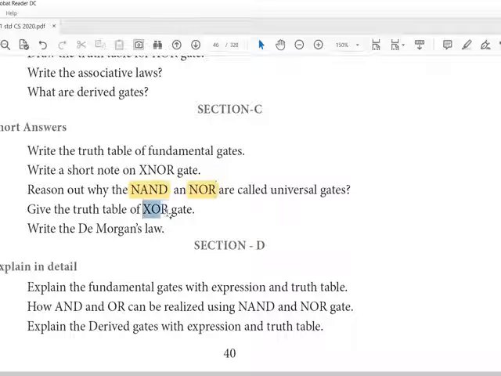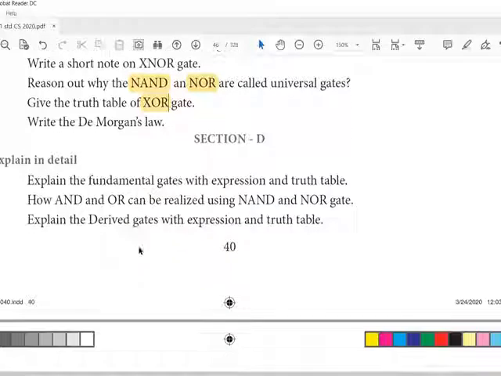Truth table of XOR, De Morgan's law. Then fundamental gates with expression and truth table. How AND and OR can be realized using NAND and NOR. Then explain the derived gates with expression and truth table.